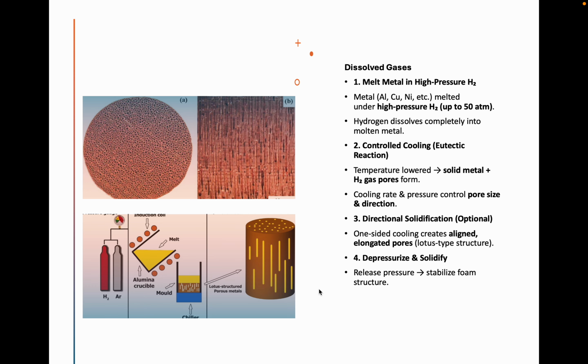Dissolved gas method. Metal is melted under high pressure hydrogen gas. The gas dissolves into the metal and forms pores when it cools. This method can also create directional pore structures, which can be useful in advanced designs like lotus type foams, which are shown in the picture.